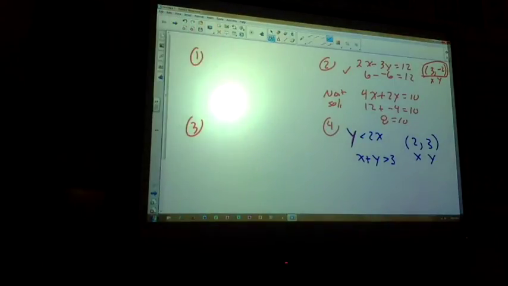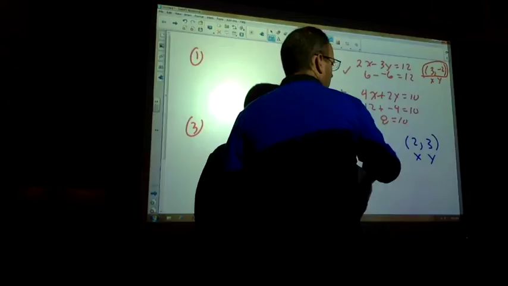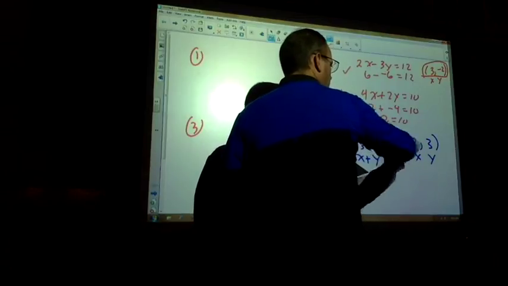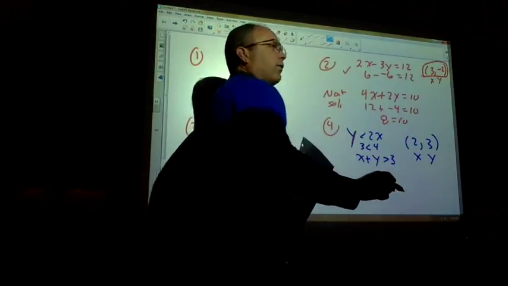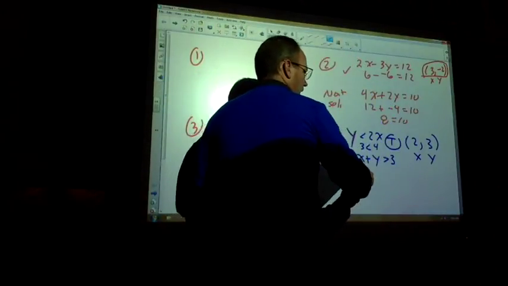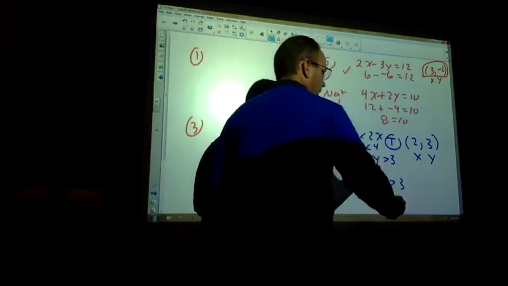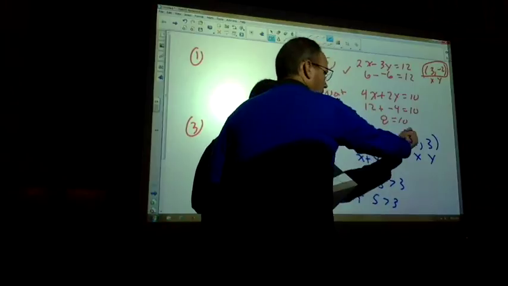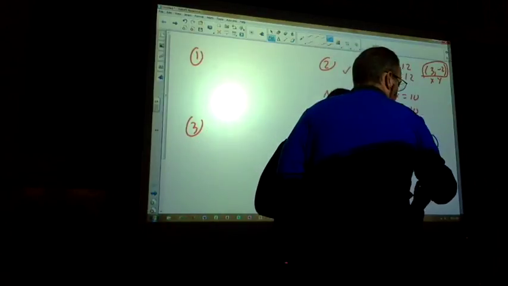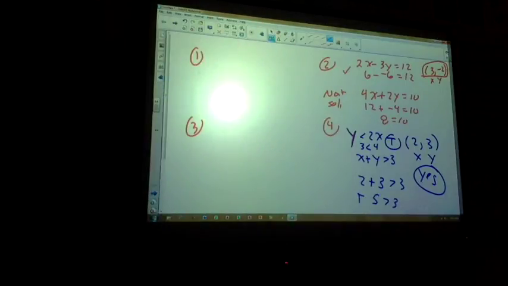It doesn't necessarily have to lie on the lines for an inequality. It has to lie in the region where it's true. So I'm going to plug that in. That gives me 3 is less than 2 times 2, which is 4. Is 3 less than 4? Yep, so it's true on the first one. On the second one, do the same thing. I get 2 plus 3 is greater than 3, so 5 is greater than 3. That's also true. So is this part of the solution? Yes. It doesn't lie on the line, but it's an inequality, so you're just finding a region.